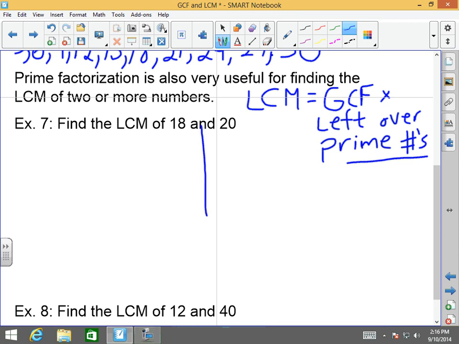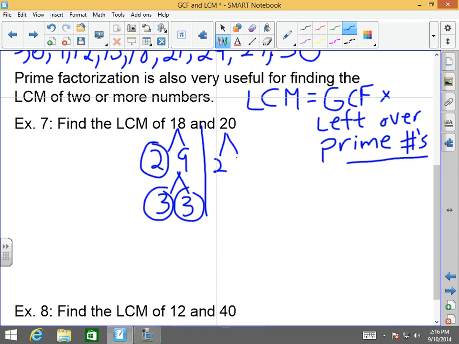Find the LCM of 18 and 20. First, break it down. 18, that's 2 times 9. Prime number is 2. And then 9 breaks down into 3 times 3. Now let's break down 20. This is 2 times 10. And 10 breaks down into 2 times 5. So there you go. I've broken it down.